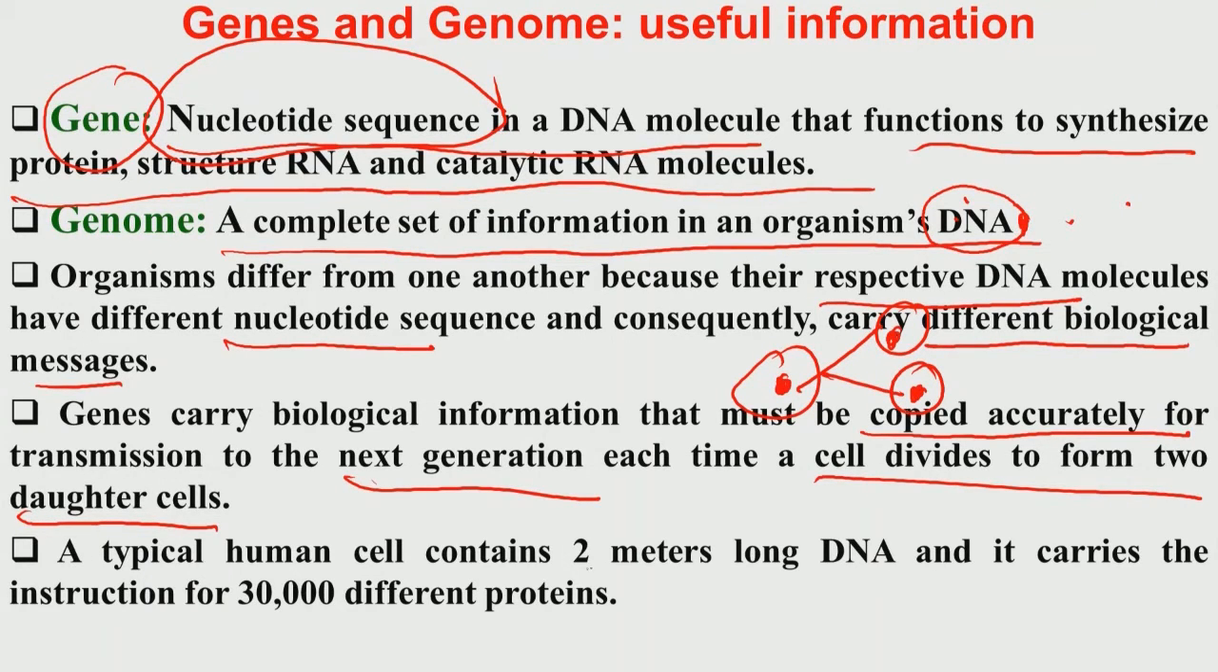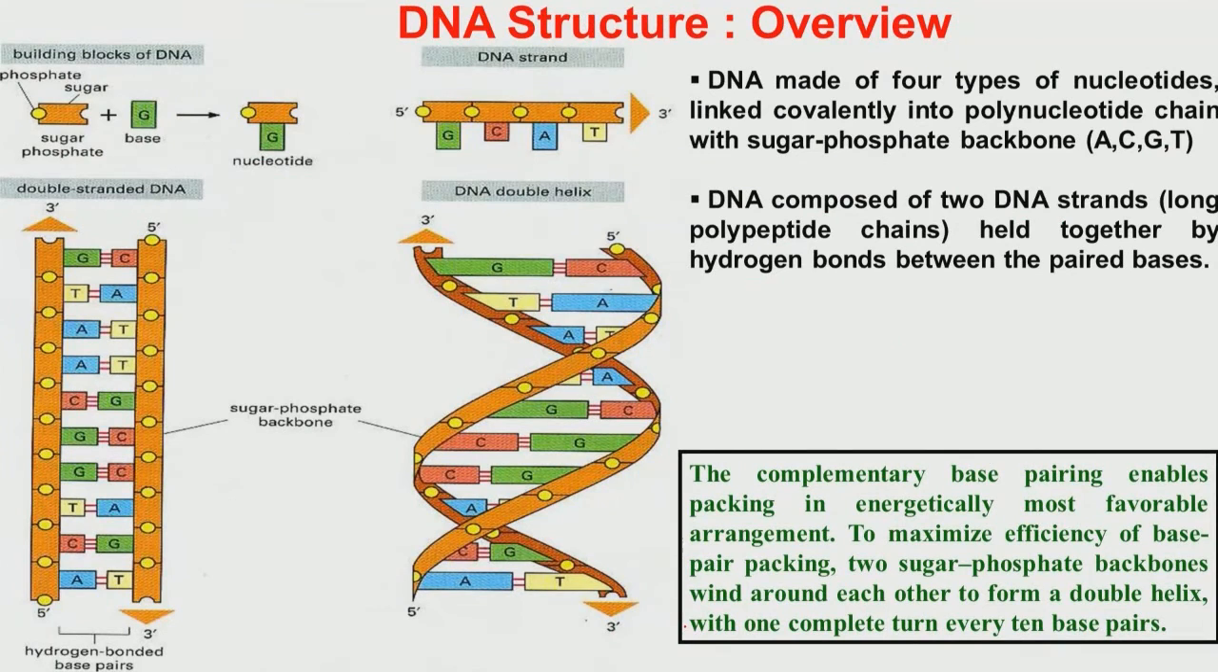A typical human cell contains 2-meter long DNA. 2-meter long DNA means you can understand that it is much longer than the height of even a tall person. This DNA length can be much longer than the height of a single person, but it is essentially squeezed in a nucleus in an extremely coiled form, and it also carries the instruction for 30,000 different proteins.